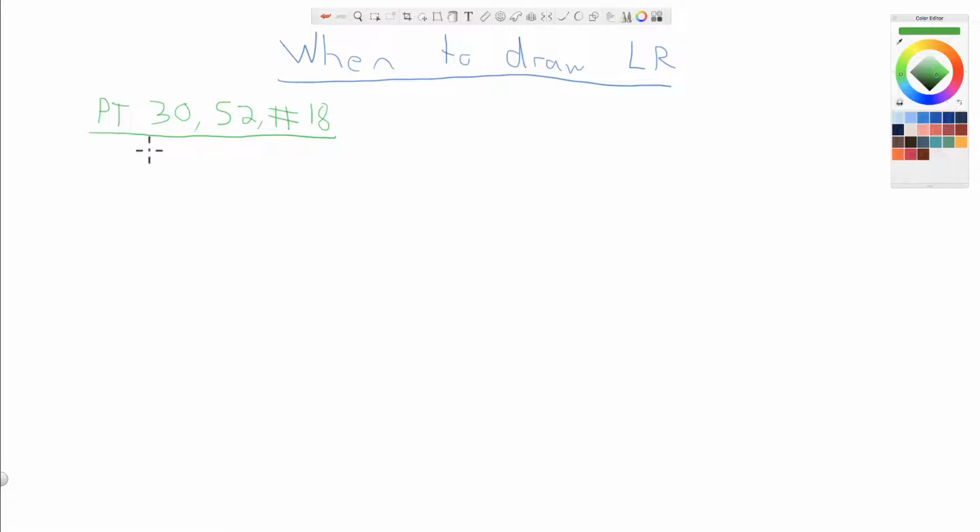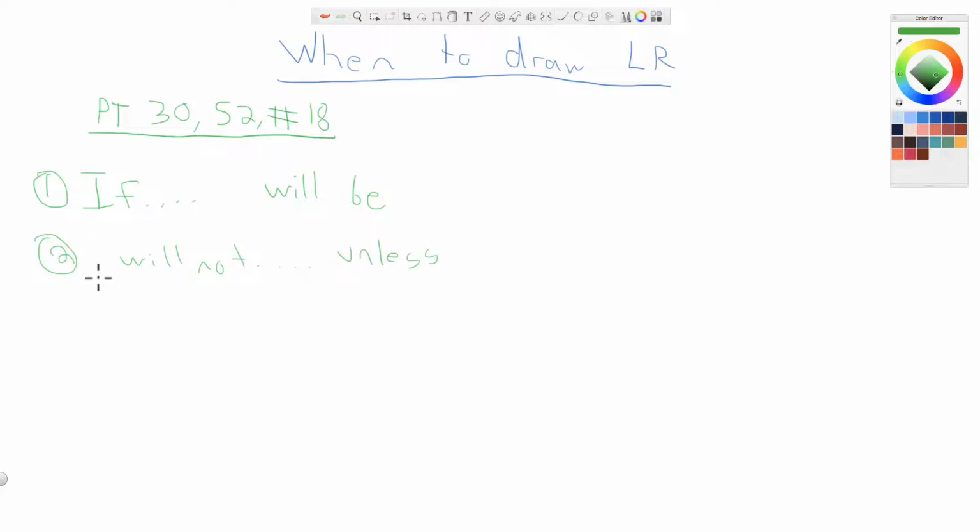Now, why do I say this should be drawn? Well, the first sentence starts with if, and then they say the audience will be. So this is a conditional statement. They've got one conditional statement, then statement two, will not unless. This is one people often find tricky. I'll explain how to draw that.